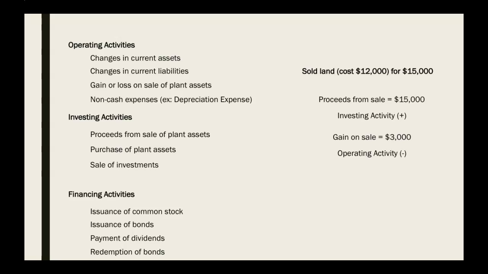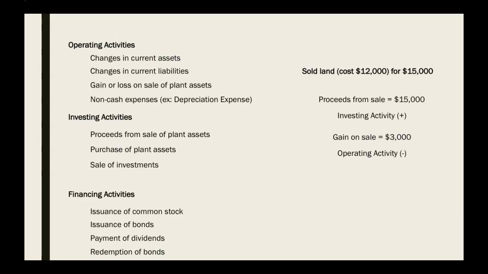But you didn't actually get $3,000 more dollars. And so we have to adjust our net income to show just the cash flows. So we have to subtract out that gain of $3,000. If we had a loss, that would have artificially decreased your net income. So we would have had to add in a loss. So there's some backwards thinking when going through a statement of cash flows.